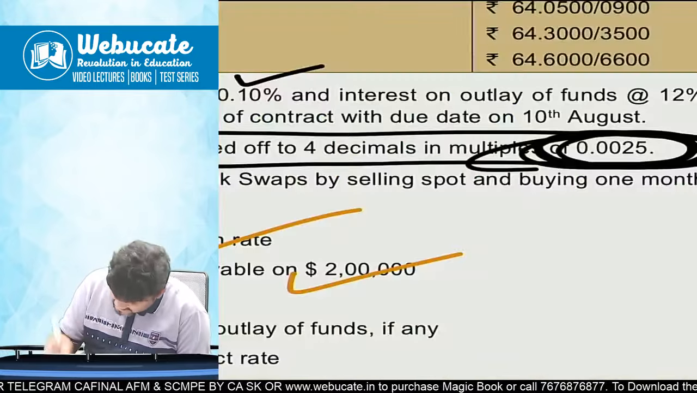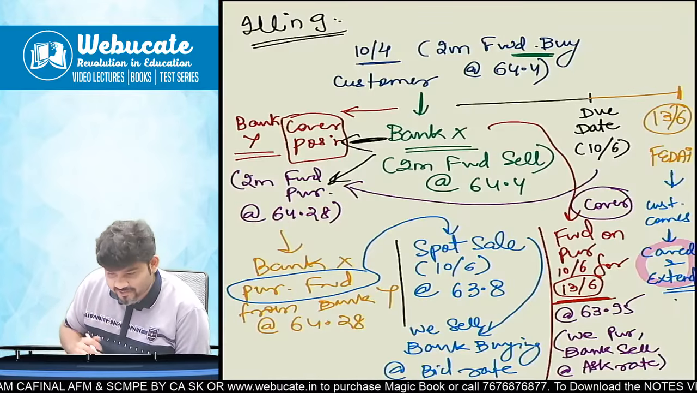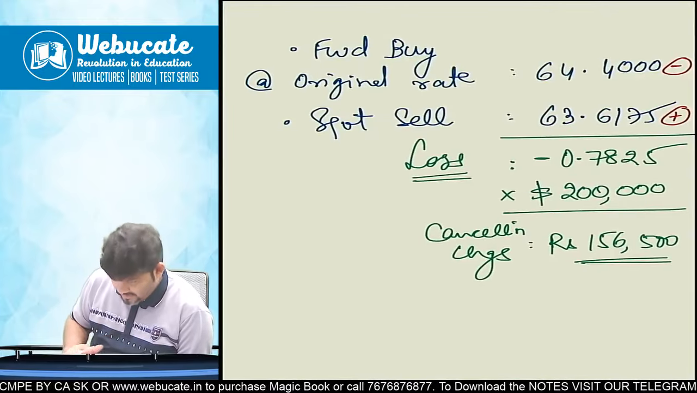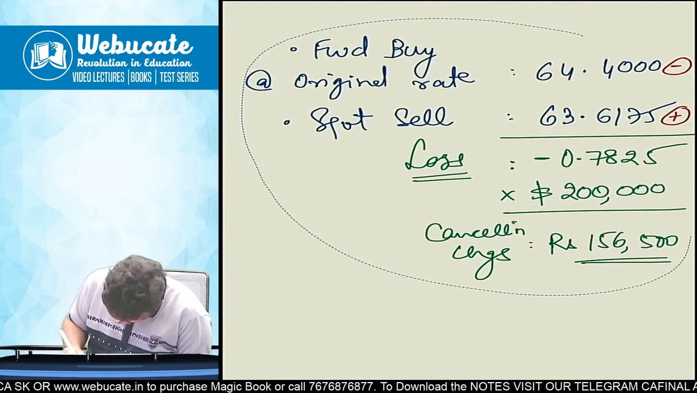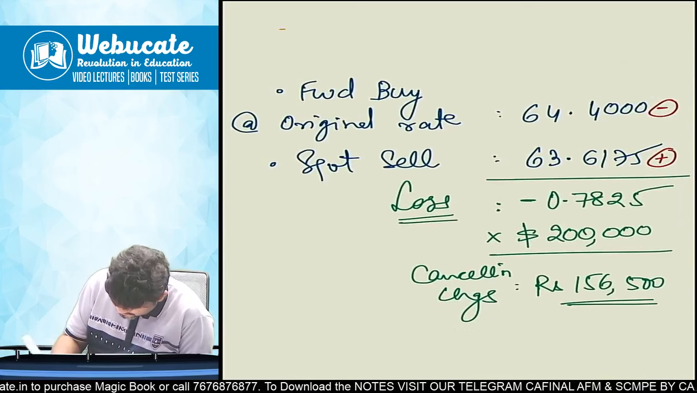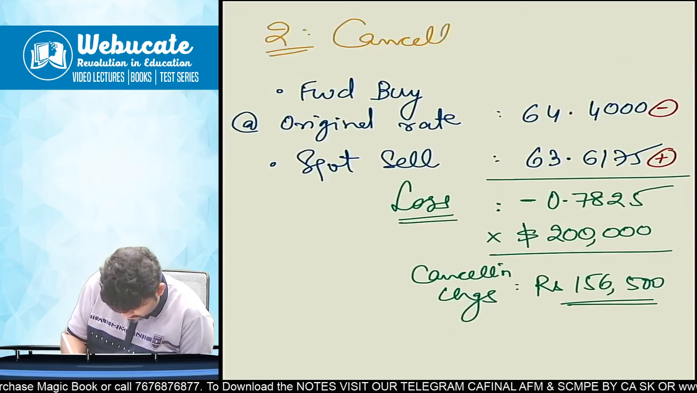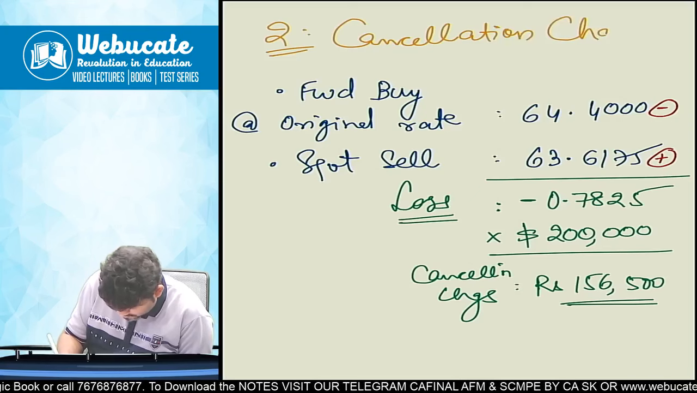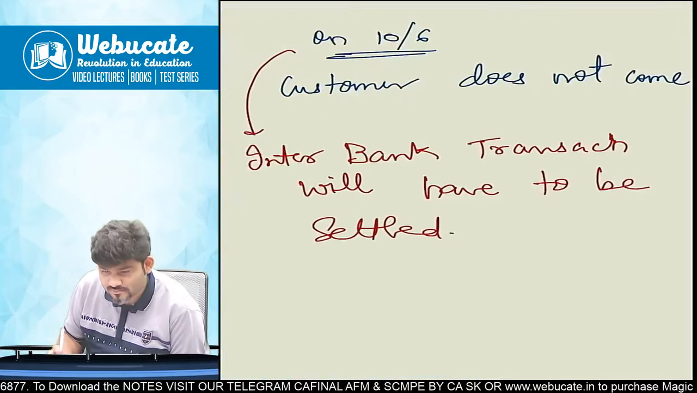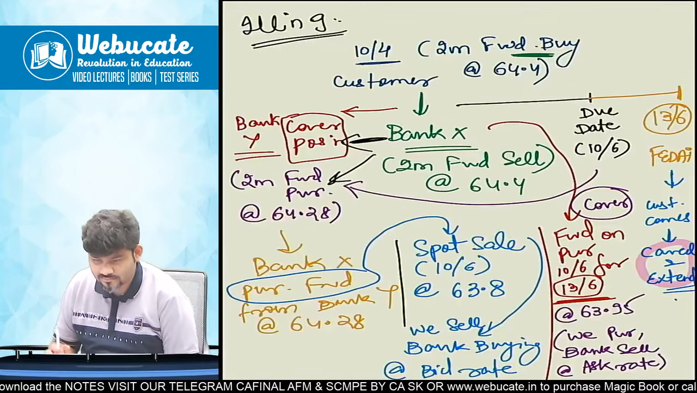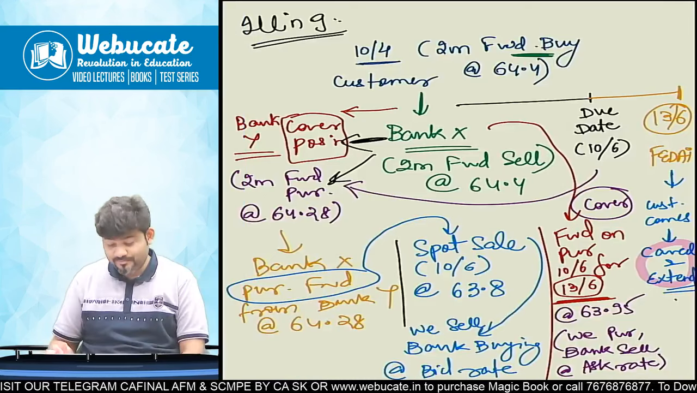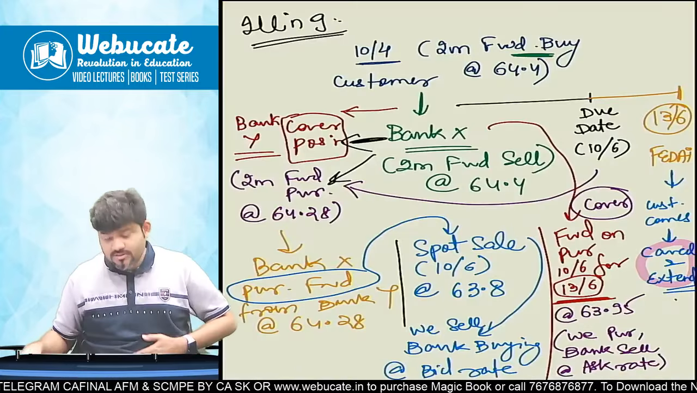Now, the next part, swap loss. Guys, please keep on confirming so that I don't feel that I'm going fast or slow. Done. The second part is also done. I'll just write here, cancellation charges. Now, third is swap loss. Start thinking.